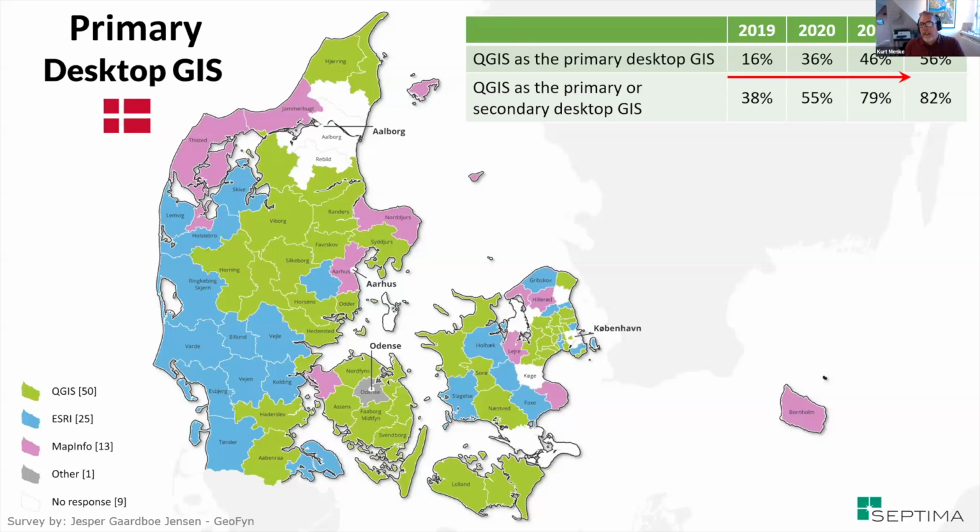So if we look at that, 82% of the municipalities in Denmark are using QGIS as their primary or secondary GIS. And I knew it was widespread, but I was a little shocked by this level of adoption. And if we build in some of the ones that didn't give a response to the survey, but we know are using QGIS, this is probably approaching 90%.